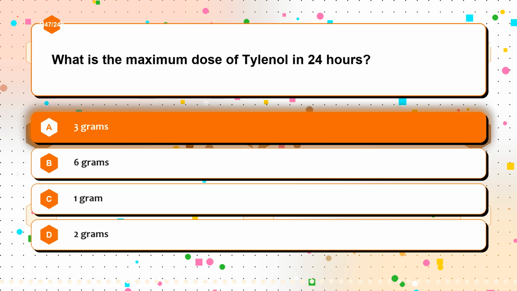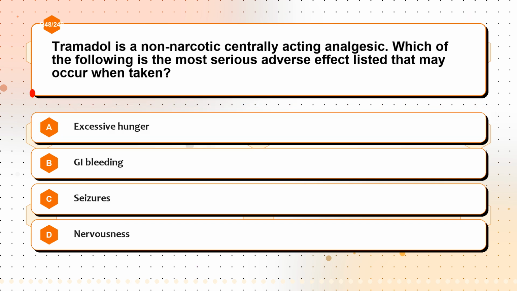The correct answer is option A, 3 grams. Question 48. Tramadol is a non-narcotic centrally acting analgesic. Which of the following is the most serious adverse effect listed that may occur when taken? Here are the options. Option A, excessive hunger. Option B, GI bleeding. Option C, seizures. Option D, nervousness.